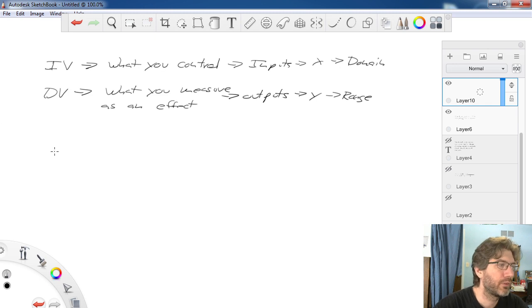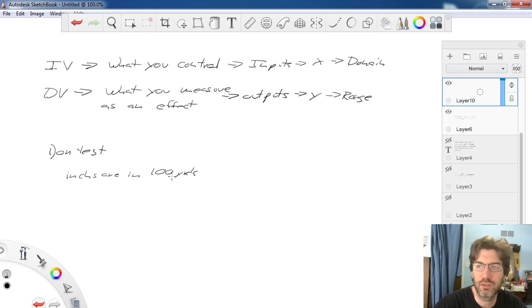Okay, for number 1 on the test, you have to look up some information. I didn't give it to you, so I will give it to you now unless you want to look it up. It's asking how many inches are in a football field, and it's telling you 100 yards. So you want to turn 100 yards into inches.